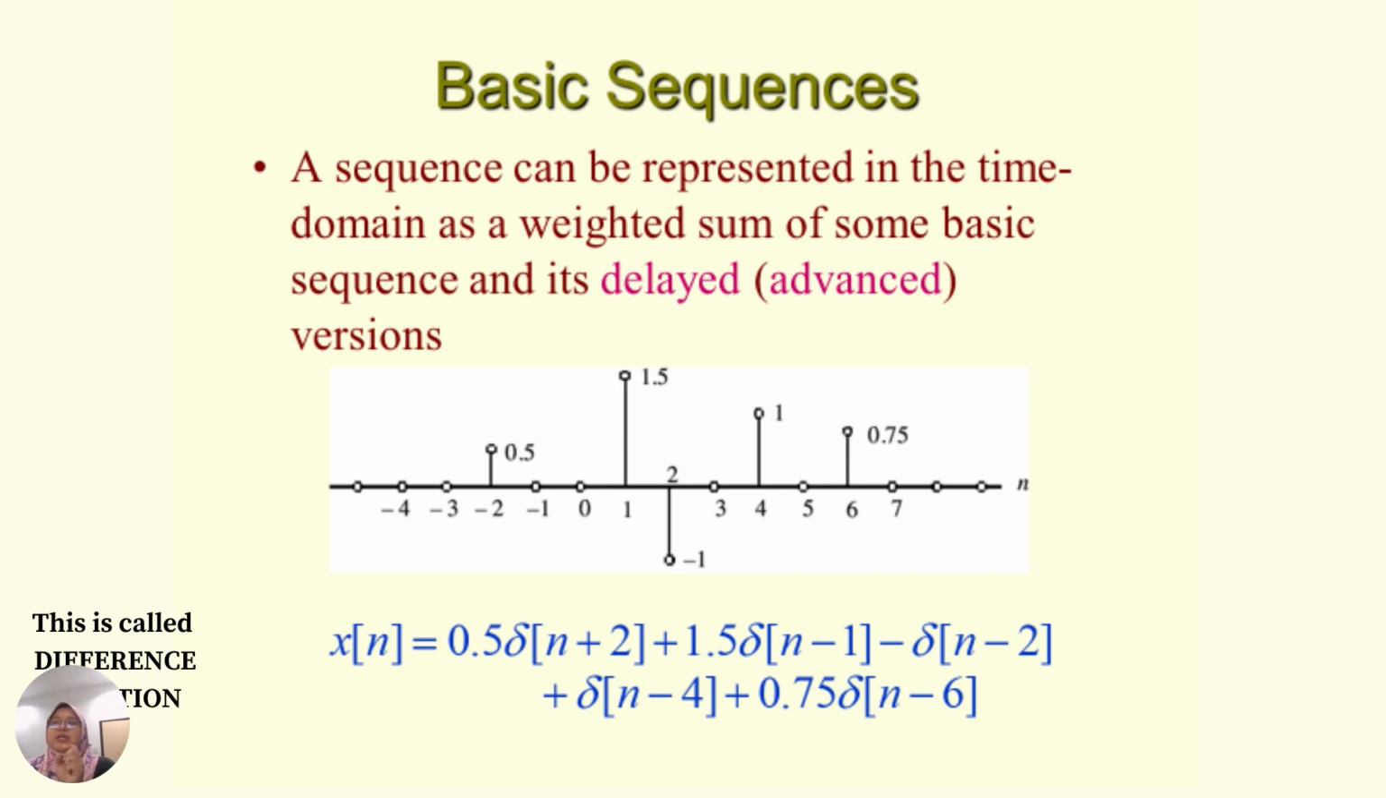So kalau ini lokasi, kalau delta n maksudnya lokasi dia di n equals to 0. So kalau n plus 2 maksudnya delta n berada di lokasi negatif 2. Kalau n minus 1 maknanya delta n tu berada di n equals to 1. Okay. Ini kita berbalik kepada basic operations yang ada delay tadi kan. Alright, so this is how we can write, kita boleh tuliskan dalam bentuk equation.